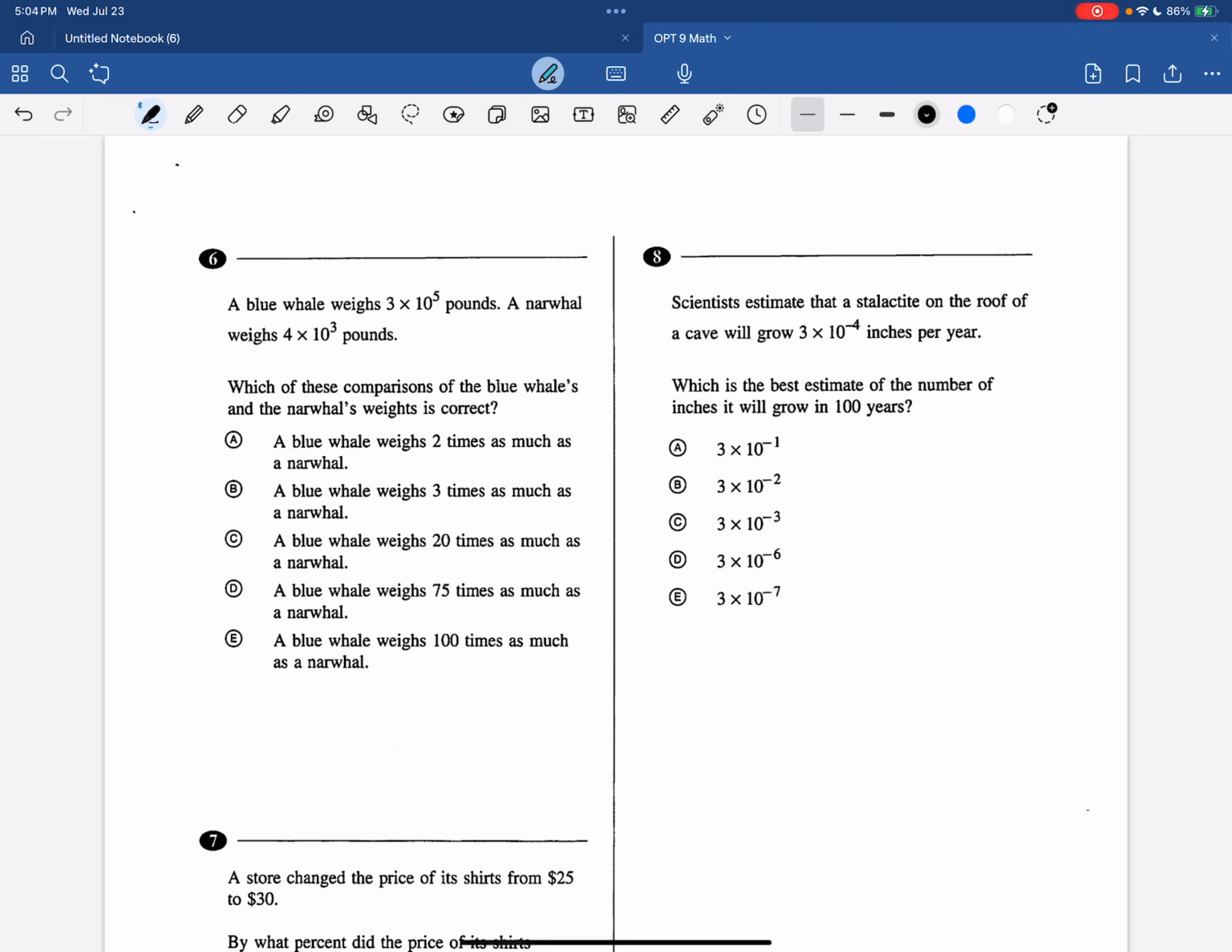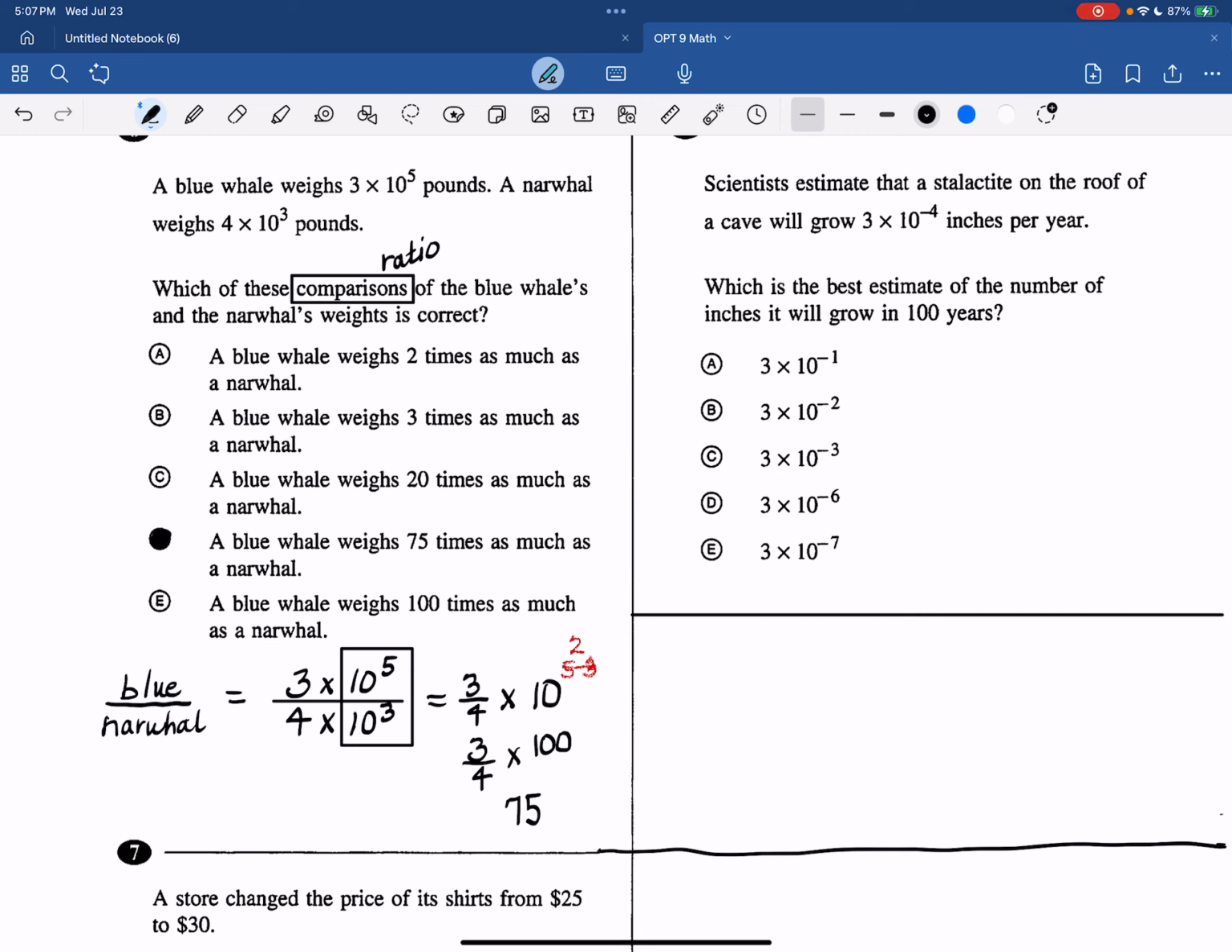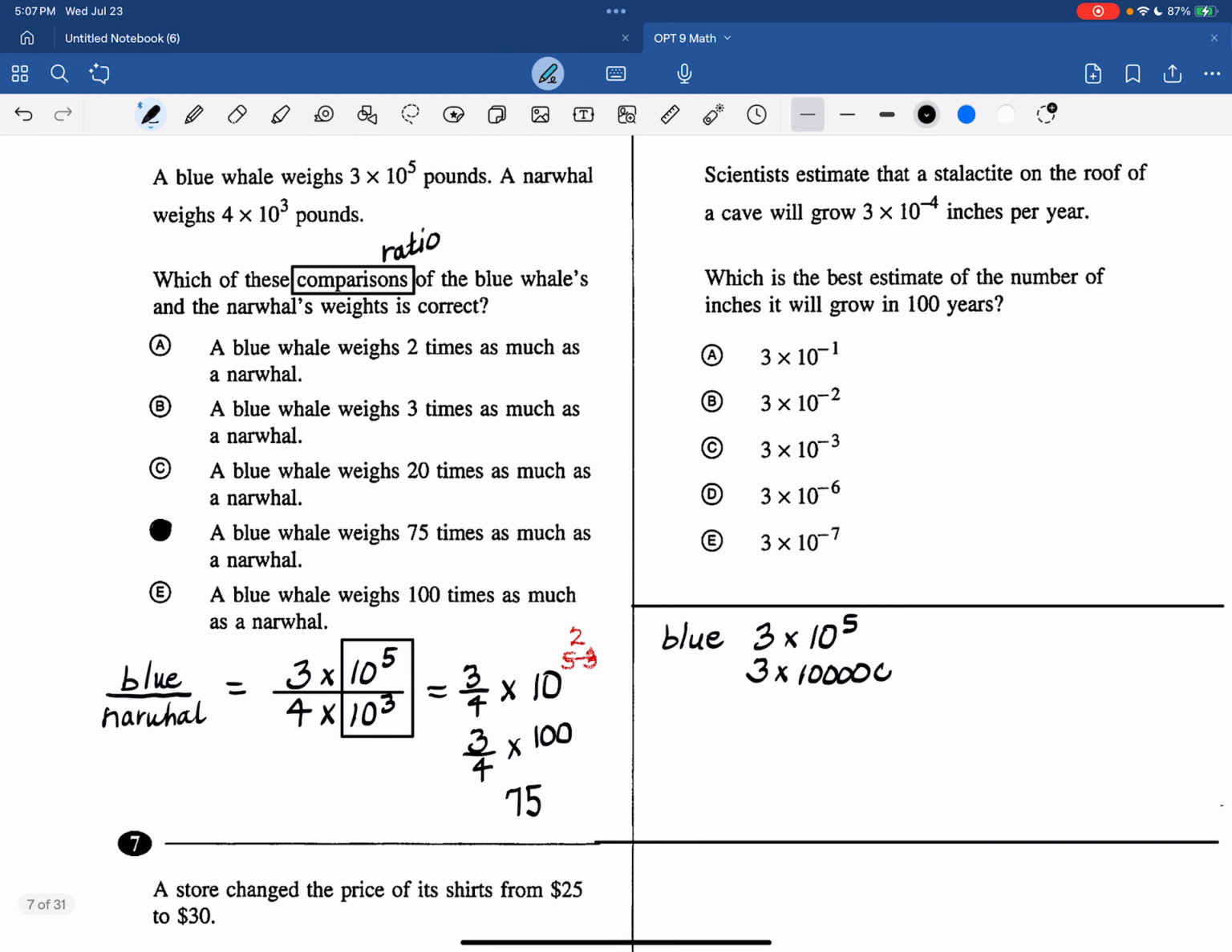All right, let me show you another way to do that. Let's say that on test day you just completely forget your rules of exponents because it's not something you use on a daily basis. So here's another way that you can do this. You can take the blue whale's weight, and it's 3 times 10 to the 5th. So that would be 3 times 10. That's going to be 5 zeros there. So I'm short one. So a blue whale weighs 300,000 pounds.